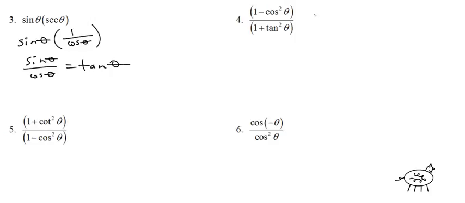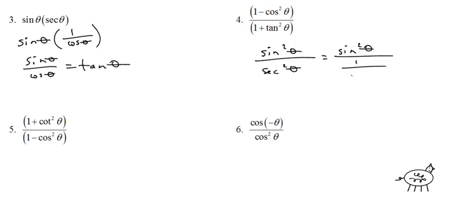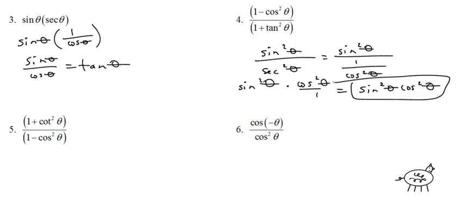This next one, we have an identity on top right away. 1 minus cosine squared is sine squared of theta. And 1 plus tangent squared is another identity. That's going to be secant squared of theta. No fractions, so again what we're going to do is sines and cosines. This is already sine squared, and this is 1 over cosine squared of theta. You can write this as sine squared of theta times the reciprocal, so times cosine squared of theta over 1. Then your answer is just sine squared of theta cosine squared of theta.